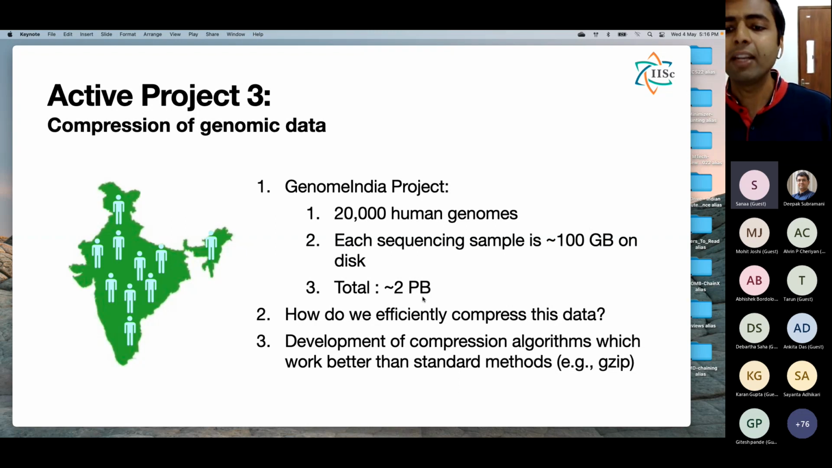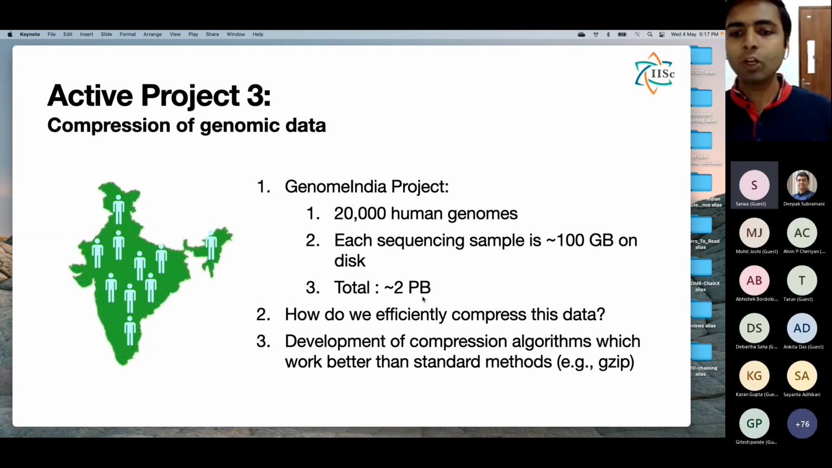So the question that we are addressing in this project is how do we efficiently compress this data to use as small a space as possible. Of course, there are many reasons why we want to do this. First is to use much less space, because less space means we have to spend less infrastructure cost in storing this amount of data.